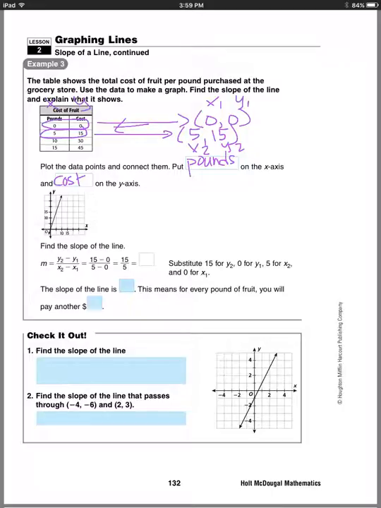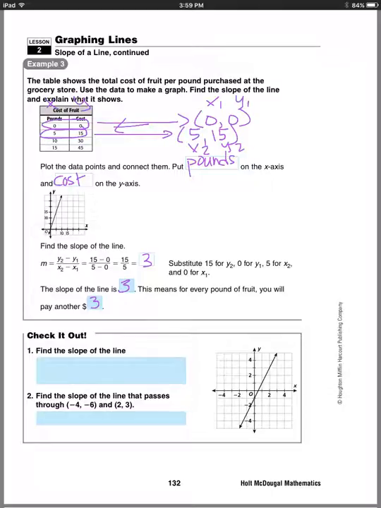We subtracted 15 minus 0 and got 15. 5 minus 0 and got 5. 15 over 5 can divide to 3. So the slope of the line is 3, and this means for every pound of fruit you will pay another $3. Okay? Plus you can tell to get from x to y you had to multiply by 3.